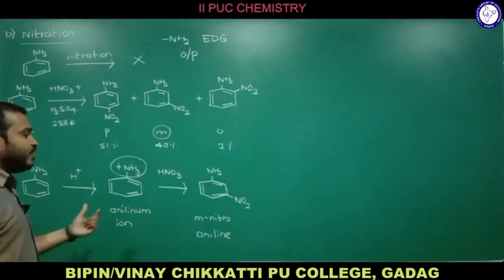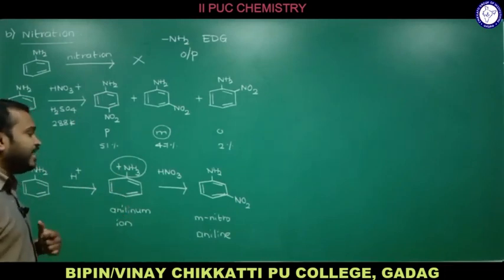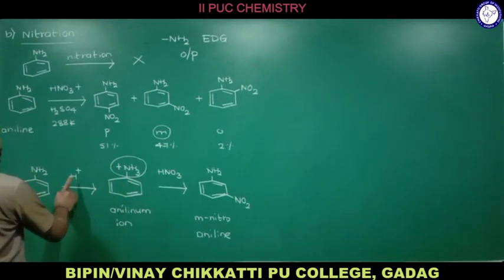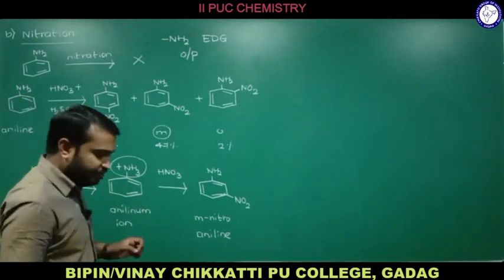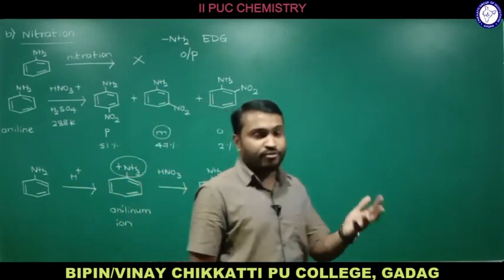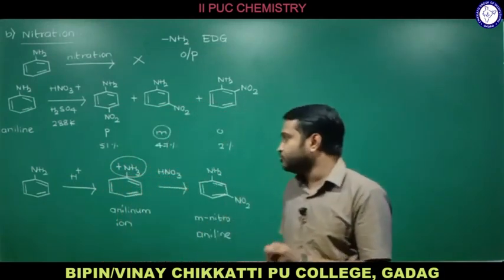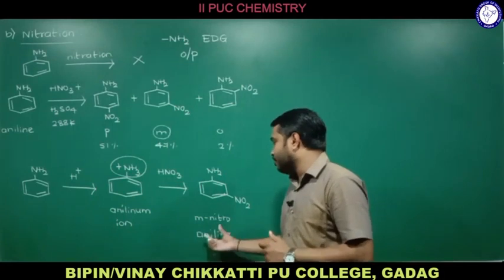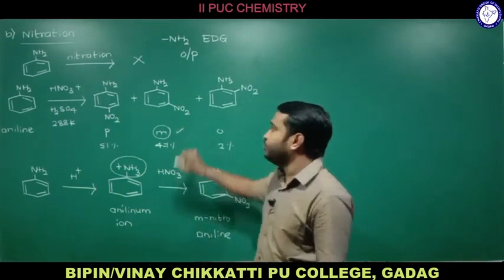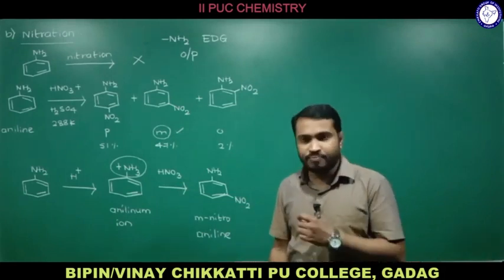In this case we are expecting meta nitroaniline, because of the anilinium ion which is formed by abstracting a proton from the acidic medium. So try to know about this one. Direct nitration is not possible, therefore a nitrating mixture has to be considered. In the presence of acid we are going to get meta nitroaniline as the major product, therefore this kind of possible major product is going to be formed.